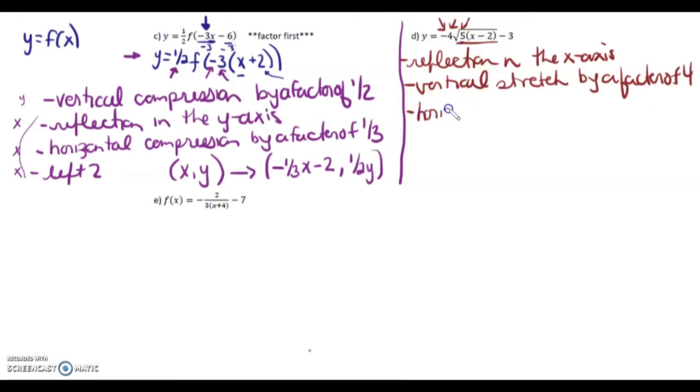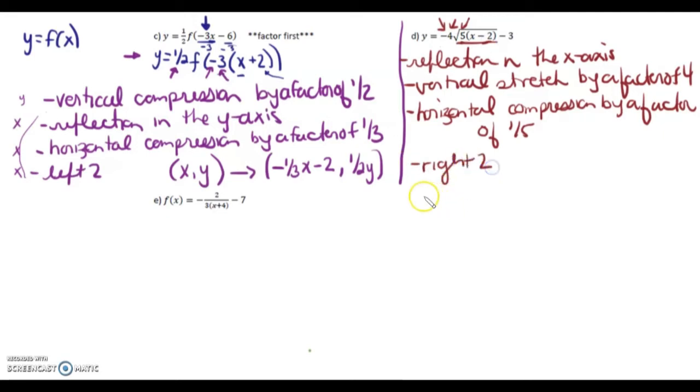So this is going to be a horizontal compression by a factor of 1/5. Okay, we're going to go to the right 2 and down 3.